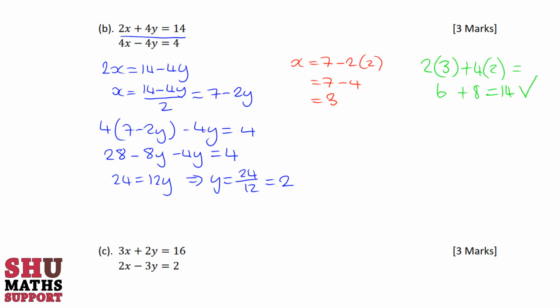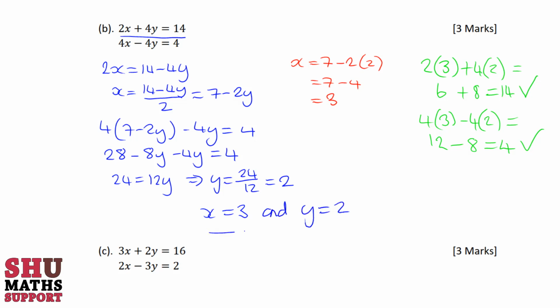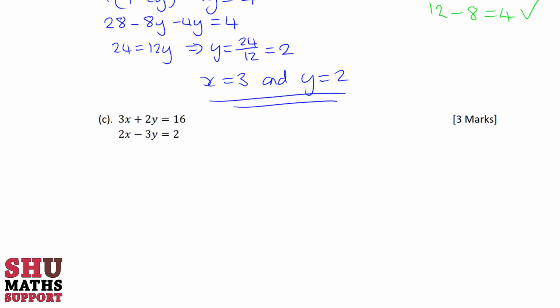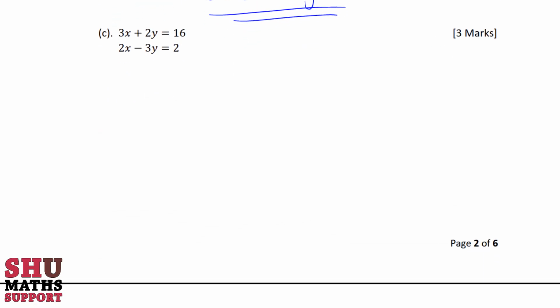And then for the second equation, we have 4 times 3 minus 4 times 2, which is equal to, so we have 4 times 3, which is 12, minus 4 times 2, which is 8, and then 12 minus 8 equals 4. So the solutions work for the second equation. So we want to write a final answer that says x is equal to 3 and y is equal to 2. And again, I have an example here that you guys can do yourself. It's just the same as the two questions before, so you should be able to use those workings to help you.